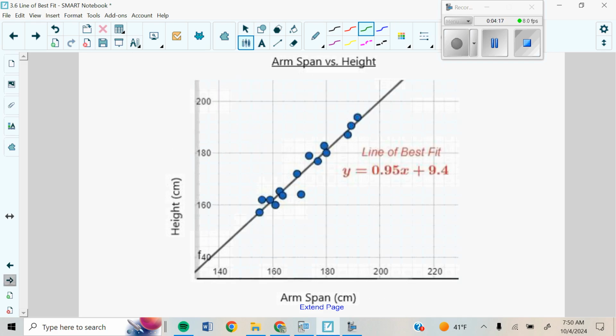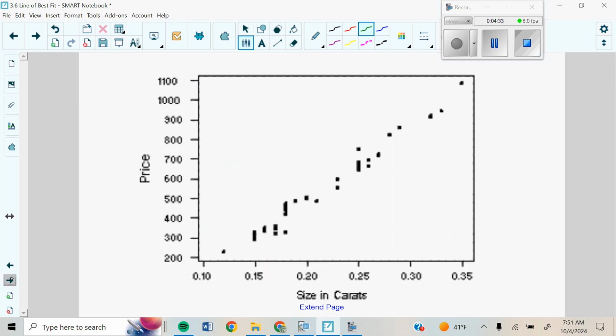Here's another example, arm span versus height. This one has a positive correlation. So here we see our slope here, and then we have a y-intercept. Okay, so that's a really nice correlation there. Let's look at, we got some examples here, and we're going to draw our lines of best fit. All right, so this one's the size in carats. Maybe it's a gemstone, I'm going to guess, because that's what carat stands for, and the price.